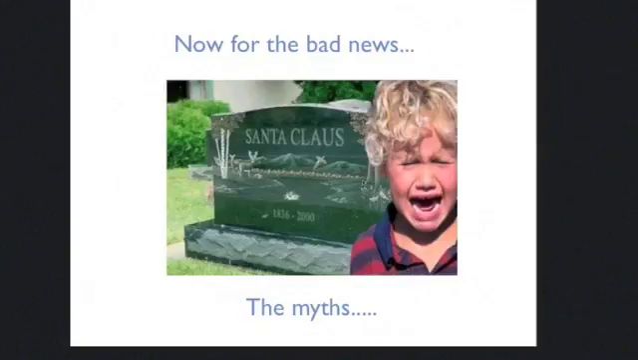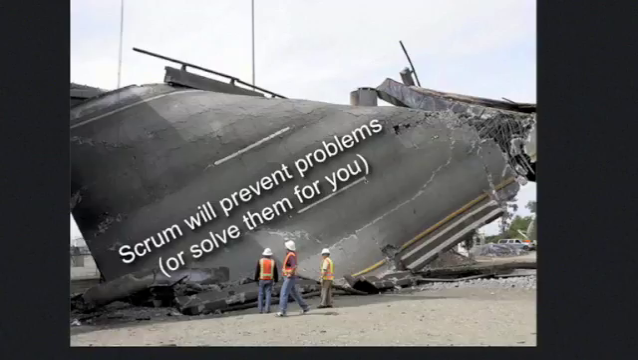So I want to talk about what the realities really are with adopting Scrum. Because I see one of the problems out there is that a lot of studios that adopt Scrum or Agile think that it does more than it actually does. And so I want to be clear about what the myths are. The first one is that Scrum is going to prevent problems or even solve them for you. And it's just not the case. What Scrum does is it exposes all the problems.